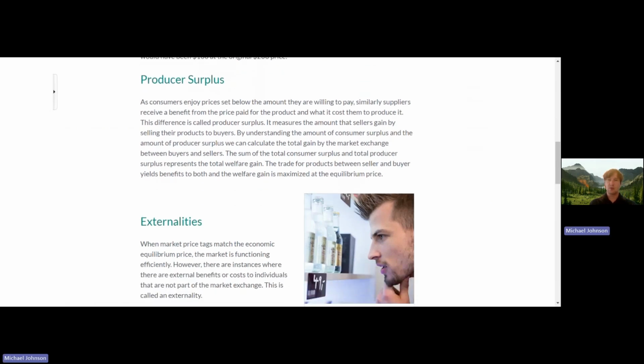That's why finding low cost options is better, because you're going to get more value out of it. Producer surplus. Basically, producer surplus is for sellers. They want to charge the highest price possible, and the higher the price they charge, the higher the producer surplus is. So it's basically the same as profit. It's what they take home at the end of the day after they sell the product.